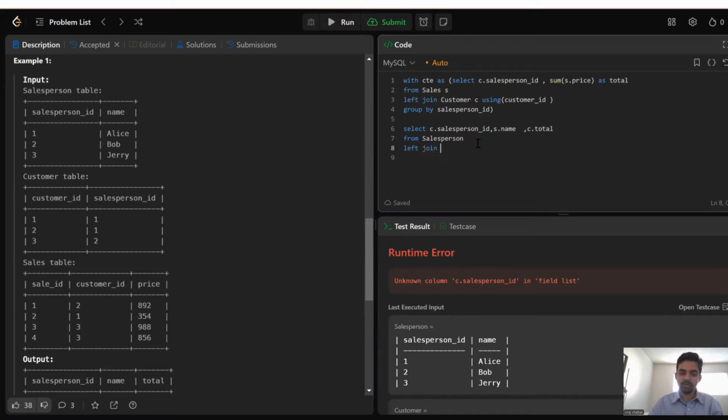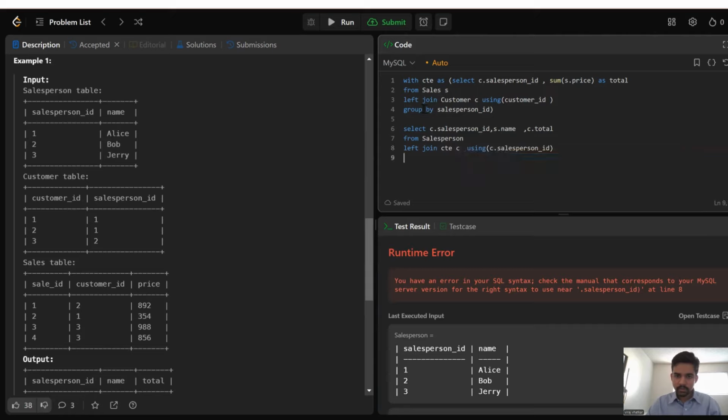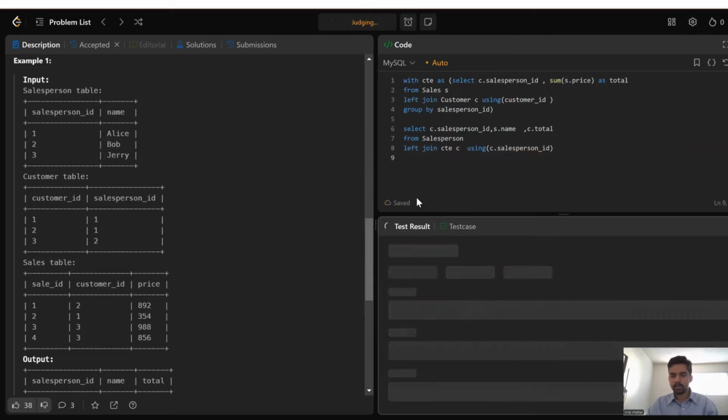Sorry. Left join CTE using salesperson. Okay, C dot run.